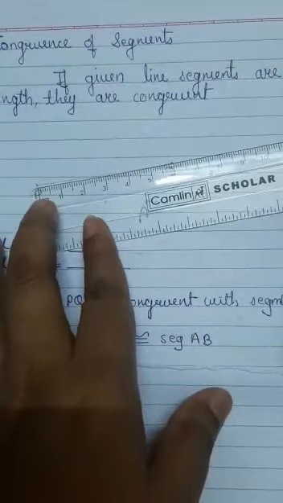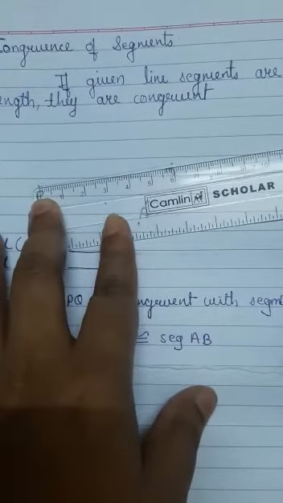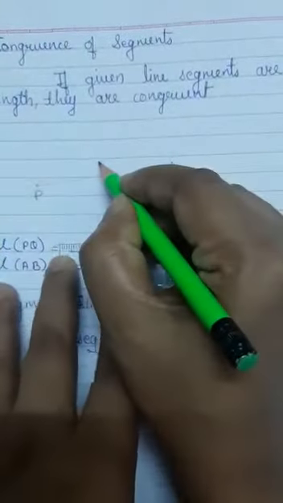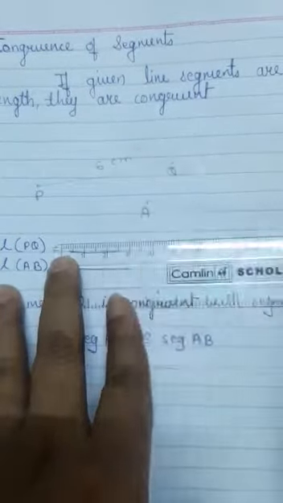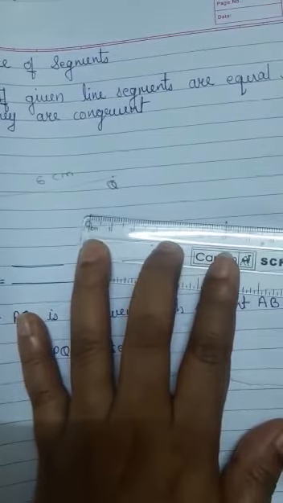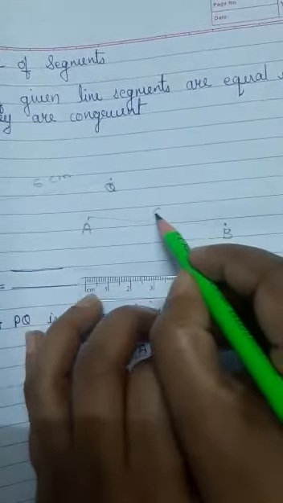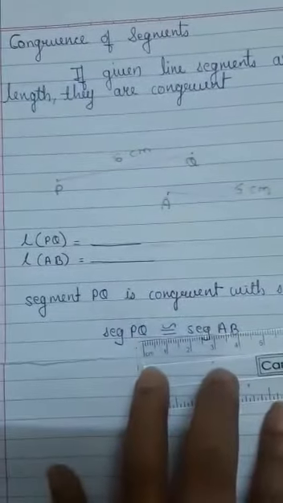I will place point P over here. So PQ is how much? 6 centimeters. So we'll write the measurement over here, 6 centimeter. Similarly, we will measure your seg AB. AB is also 6 centimeter. So the measurement of these two segments is 6 centimeter.